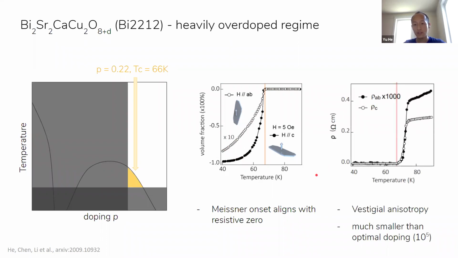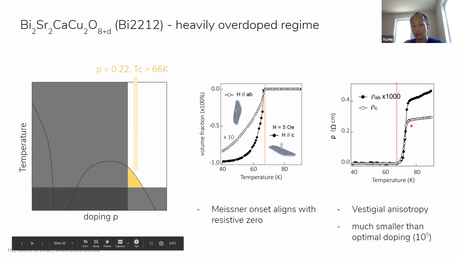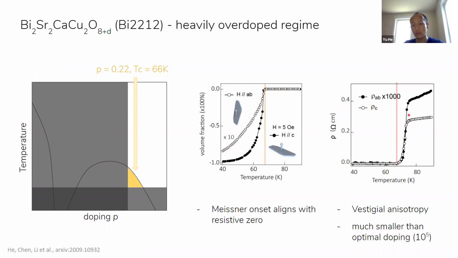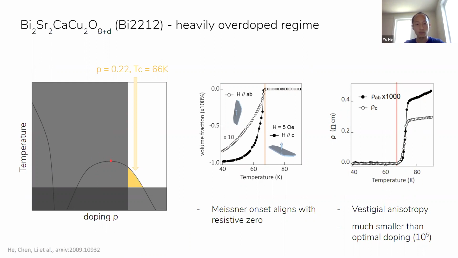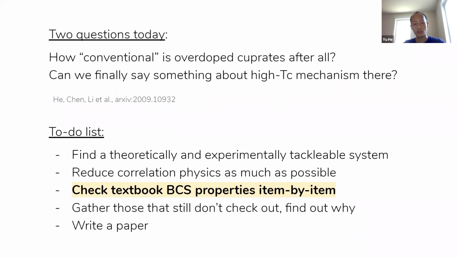In the meantime, we can also measure resistivity both in the ab plane and along the c-axis. First, the resistive zero temperature aligns with the diamagnetic signal onset temperature, which is consistent with superconducting behavior. The second thing is that the resistive anisotropy is now reduced to only a few hundred. It's still respectable, but it's reduced by more than 2 to 3 orders of magnitude compared to optimally doped BSCCO. So to put it short, the system becomes a whole lot more metallic and a whole lot more isotropic compared to optimal doping. All right, so now we know we have pushed enough oxygen into the system. We can now start checking textbook BCS properties item by item.